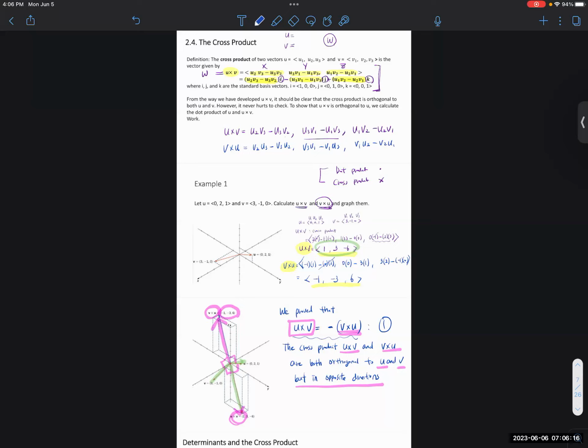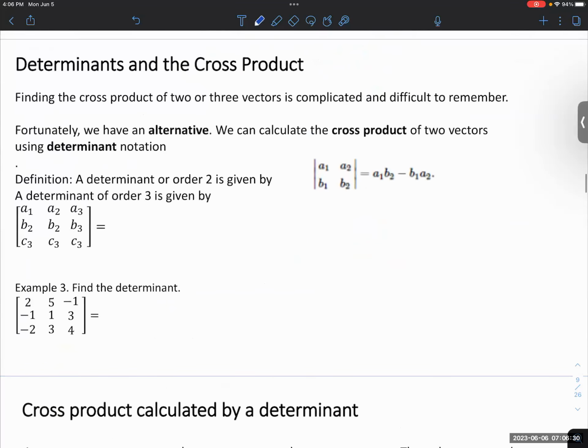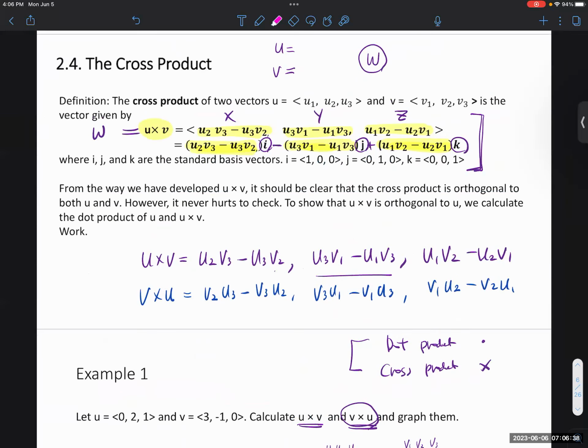So therefore, I've been telling you there's a shortcut, okay? So what is a shortcut here? Do you remember the determinant in the matrix system in linear algebra concept? So I'm going to show you that one. So finding the cross product of 2 or 3 vectors is pretty complicated. Again, nobody is going to memorize this formula to find the third vector, right? This is so confusing.